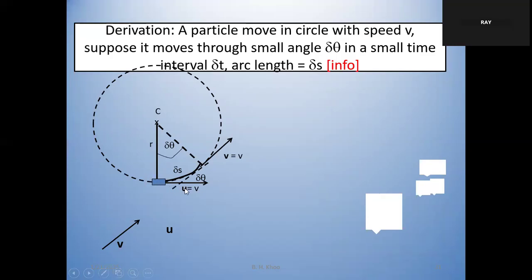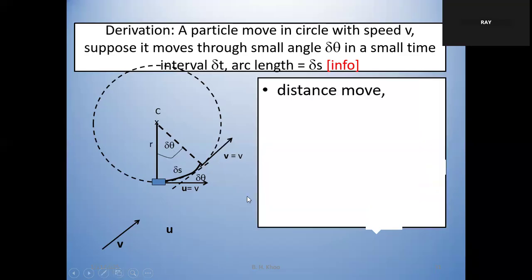The velocity is u, initial velocity. Magnitude is v. And then it moves a short time later, delta t. It moves arc length delta s, a small distance, and a small angle, delta theta. And then the new direction is v. v still stays the same. Right? Final velocity is v. Distance moved is delta s equals r delta theta. Right? The small arc length is r times delta theta.